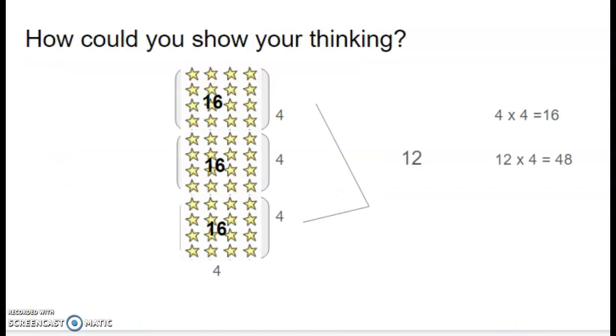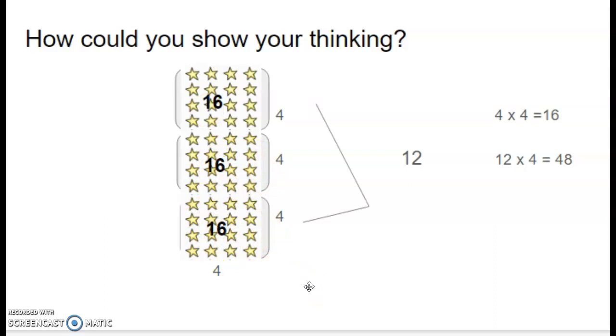Here's an example of an array. So I made 3 4x4 arrays and I put them together to make a 12x4 array. These are 4x4, 4x4, a 4x4, so I have 3 4x4s. So that's a 12 by 4 array, which is 48. 16 fits into 48 3 times. This is 16, this is 16, and this is 16.